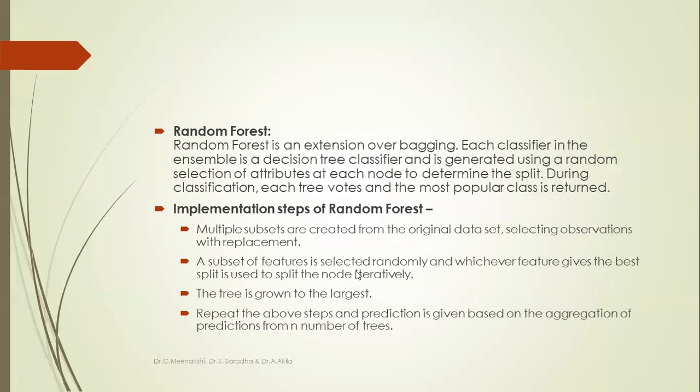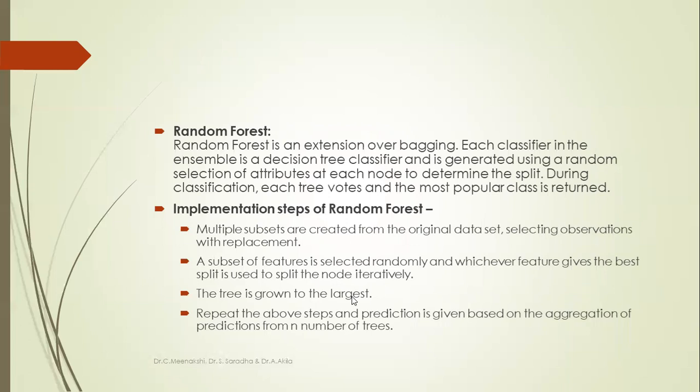And the random forest is an extension of bagging. Each classifier in the ensemble is a decision tree classifier and is generated using a random selection of attributes at each node to determine the split. During classification, each tree votes and the most popular class is returned. This is how it is done.